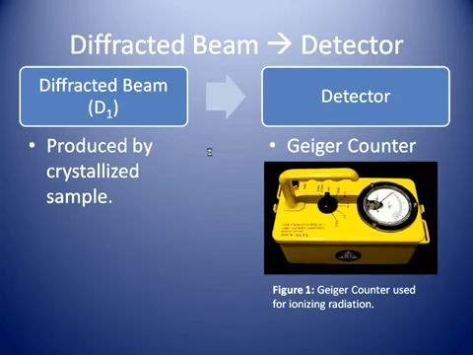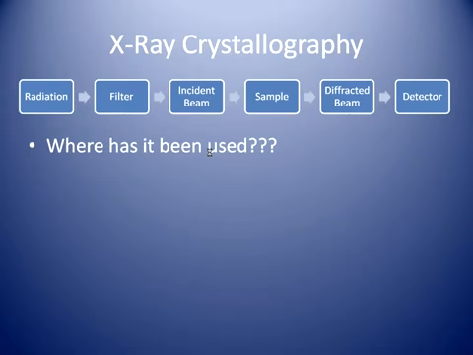One fun fact about the Geiger counter is they're also produced handheld now, which is used for ionizing radiation, sometimes beta decay. X-ray crystallography has now been explained to you from the description of a schematic flow diagram.